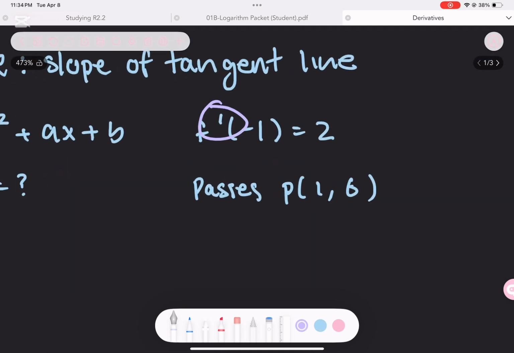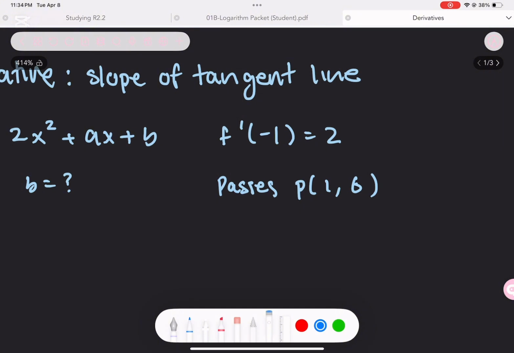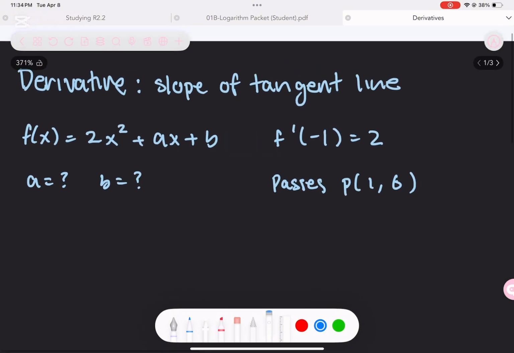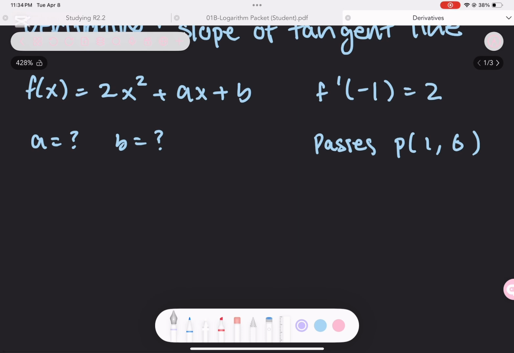Essentially, this thing is f prime of negative 1, which basically just means the derivative where x is equal to negative 1. When you come across a question like this, my math teacher told me, always take the derivative. If you're ever stuck in a calculus question, take the derivative and you'll get at least 1 mark, because you probably have to take the derivative anyway.